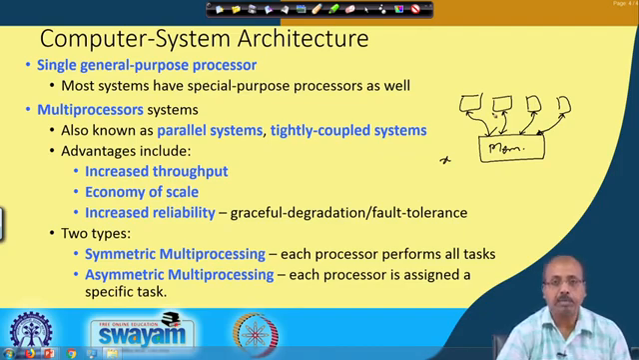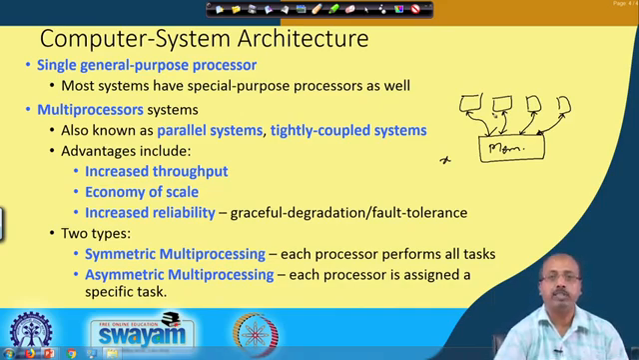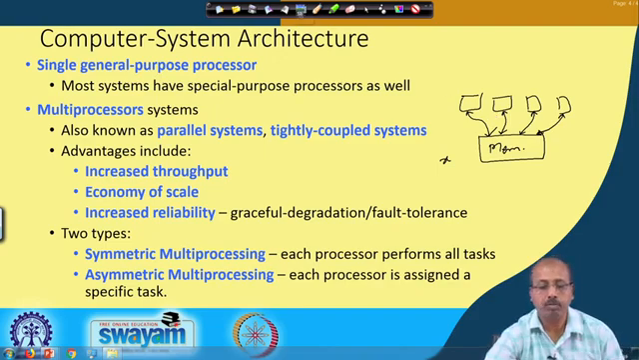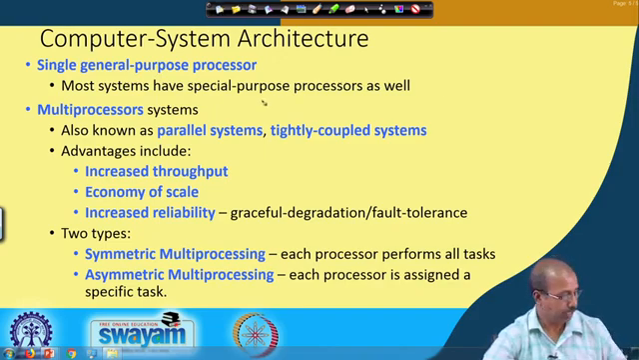So this type of asymmetric multiprocessing may come. If the underlying platform is symmetric, then the OS design will be of some type. If the underlying architecture is something else, then the OS designer has to do the module development accordingly. This is the thing that I wanted to emphasize on the architecture side.